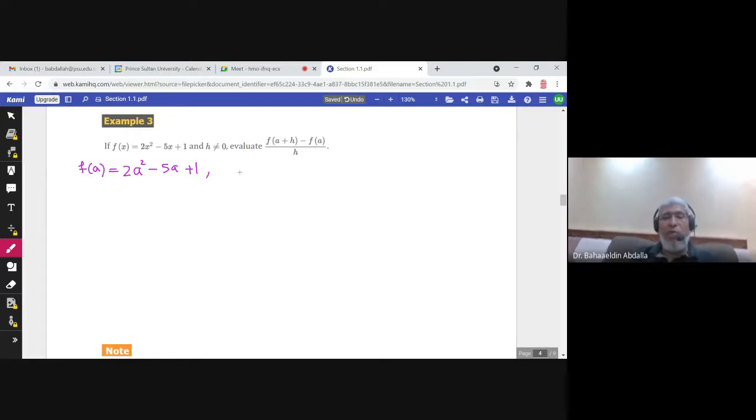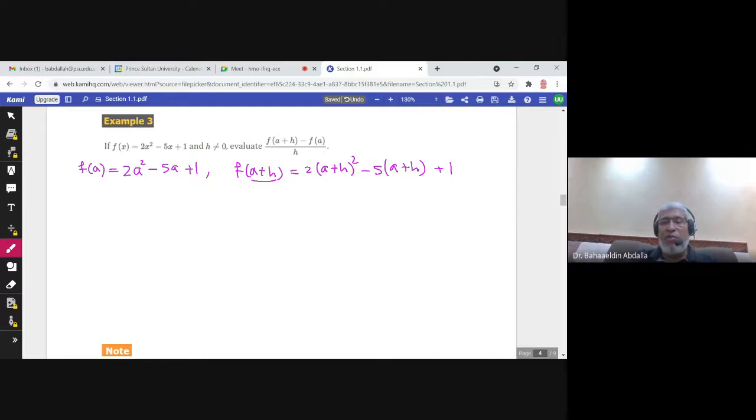All right. What about f of a plus h? Well, it is the same. I have f of x, and I need to find f of a plus h, so a plus h would replace x. So I write 2 times, I replace x by a plus h and I put the square, then minus 5, again I have x, so I replace it again by a plus h, and then I have plus 1.